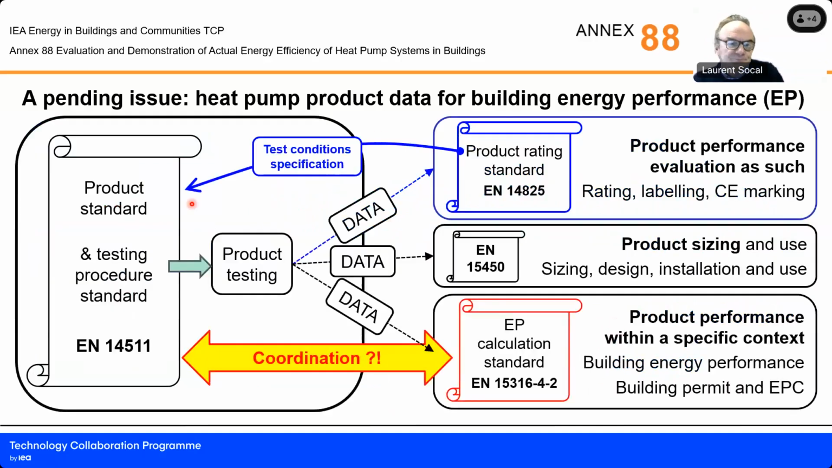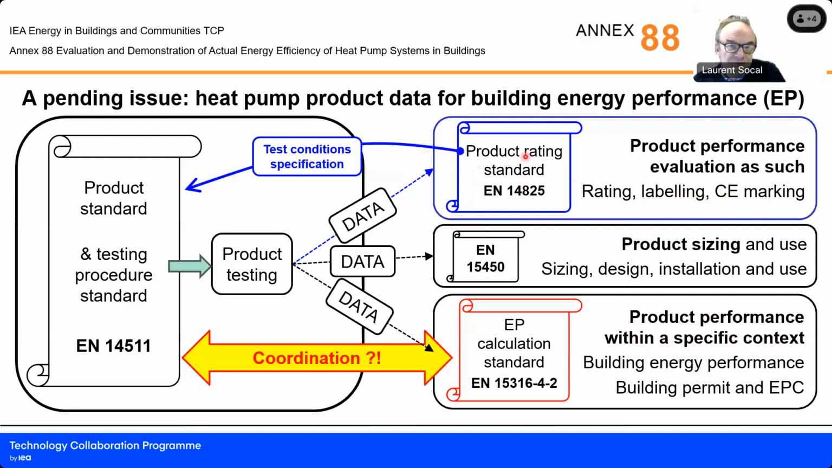In fact, this is just for the EN context, and you can see that, of course, you have here the standards involved for heat pumps. You have the product standards, which include the testing procedures. You test products, you produce data, and you use this for product evaluation as such. For example, rating, labeling, CE marking of the heat pump. You need data for product sizing, for example, for this EN standard, and you need the data for our context, which is relevant today. So product performance within a specific context, not as such.